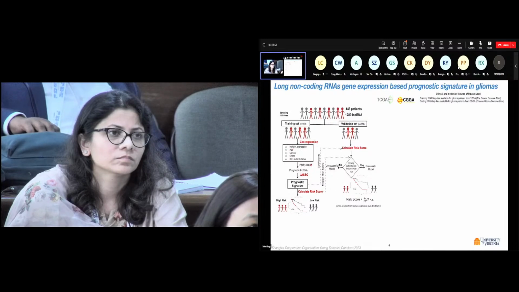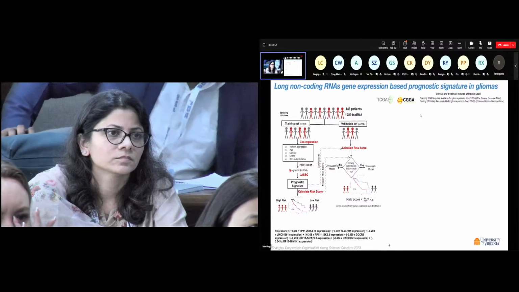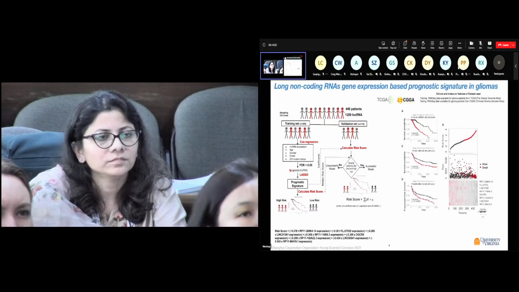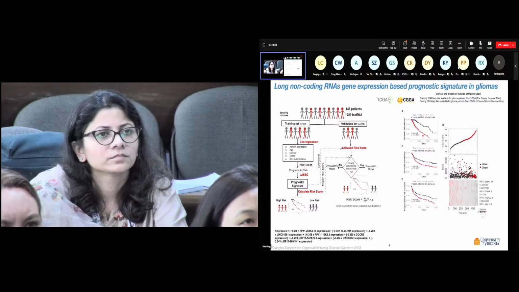After obtaining prognostic long non-coding RNA, we have used lasso regularization to find a set of long non-coding RNA, the combined expression of which can define patient into low risk and high risk. So using this risk score, we were able to classify patient into high risk and low risk, not just in training dataset, but also in unseen test dataset obtained from CGGA.